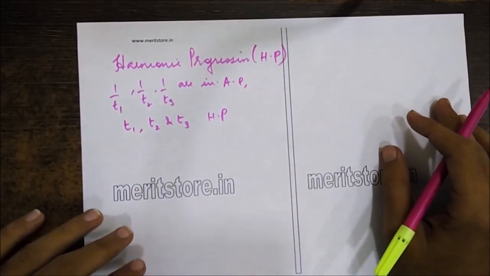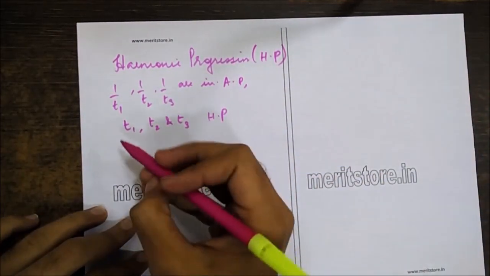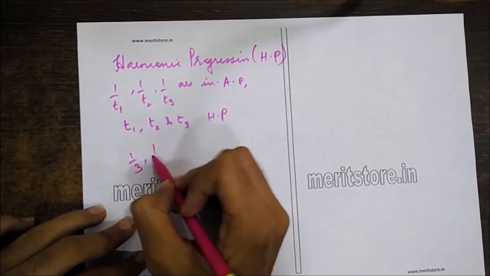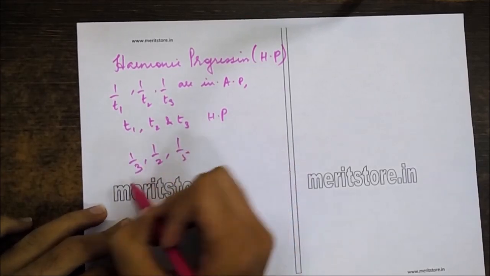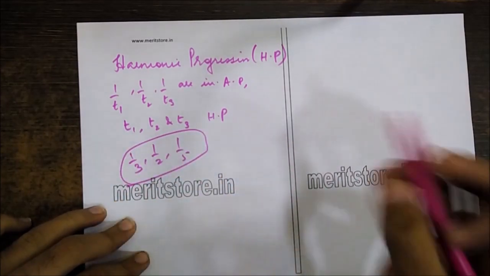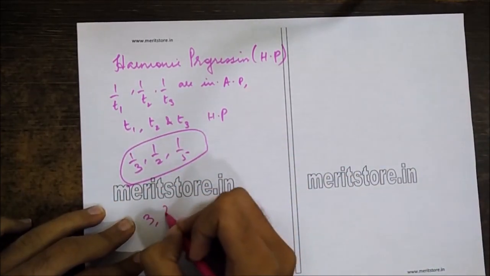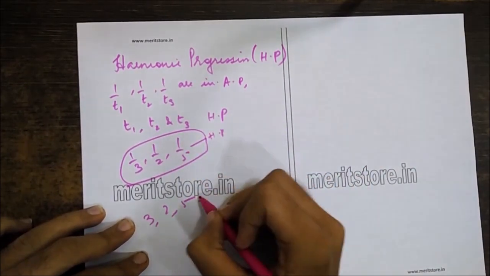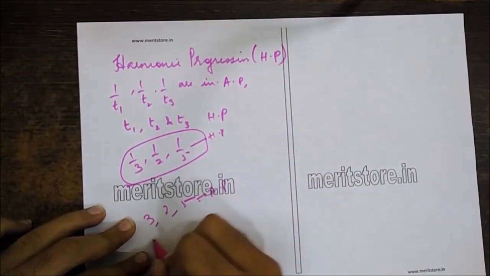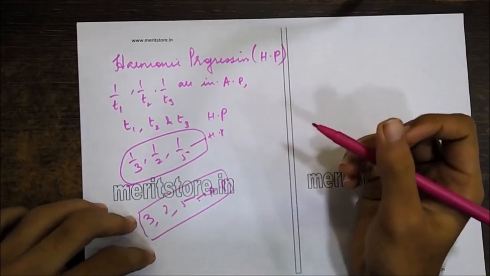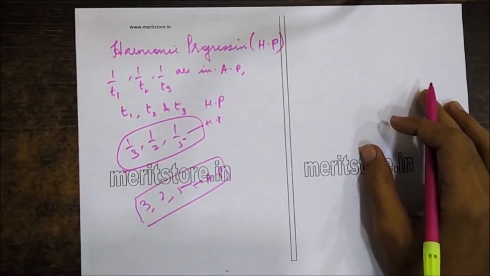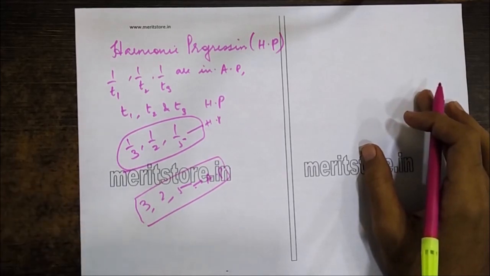So we don't use any general formula. So if we have been given that 1 by 3, 1 by 2 and 1 by 5 are in AP, just as an example, then 3, 2, 5 are in HP. So if we have been given any sum in which harmonic progression is given, we always convert them into arithmetic progression and then apply the formula.